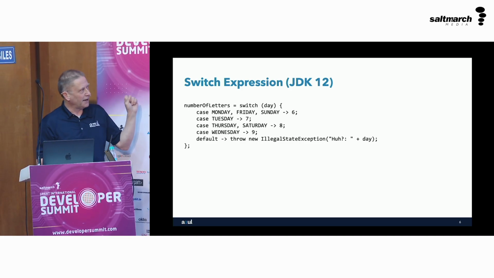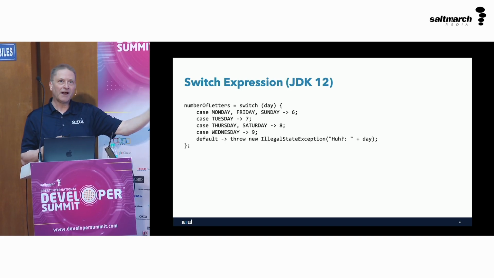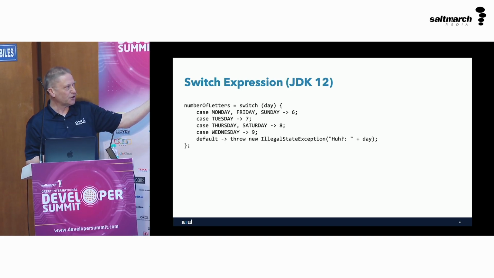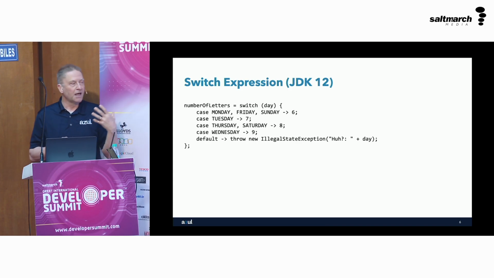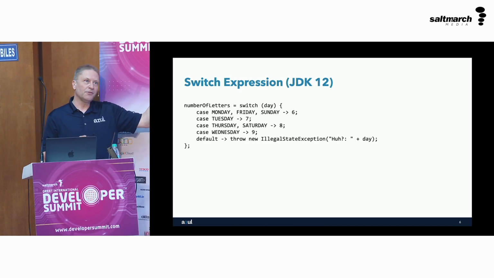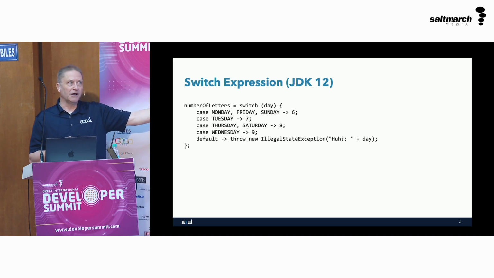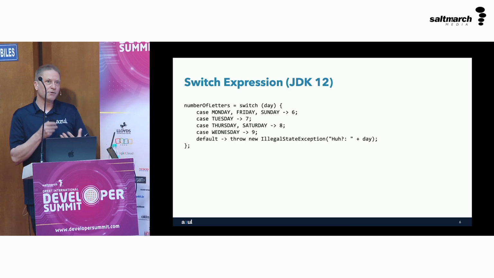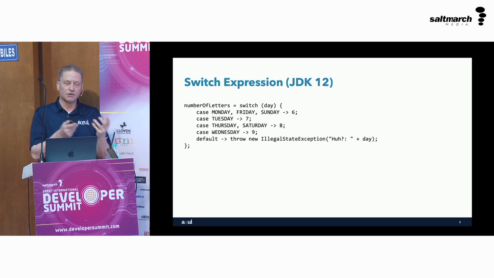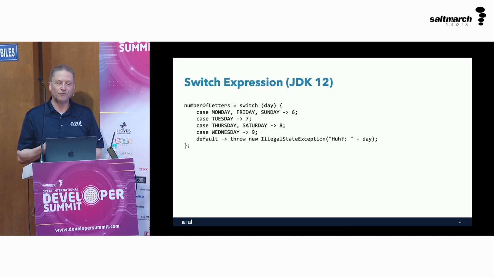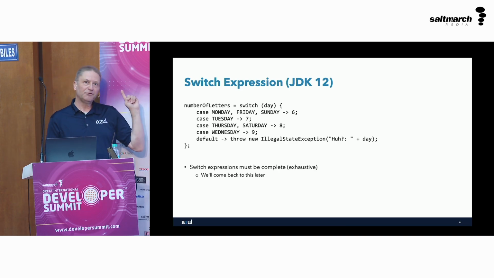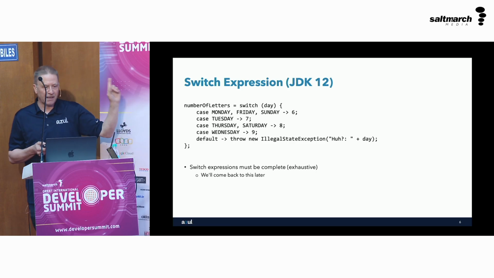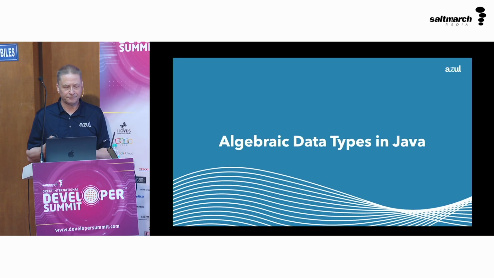Then we borrowed some syntax from the lambda expressions. We use the arrow, and the right-hand side of the arrow is the value that we're going to return from the switch expression, or if we have a default, we throw a new illegal state exception. The compiler can check that there is always something to return, and it's of the right type, and it can check that if it's not a return, it's an exception being thrown. So we can make more compile time checks rather than runtime checks. Much better for reliable code. Now, the other thing about switch expressions is they have to be complete or exhaustive, and we'll come back to what this is later on.